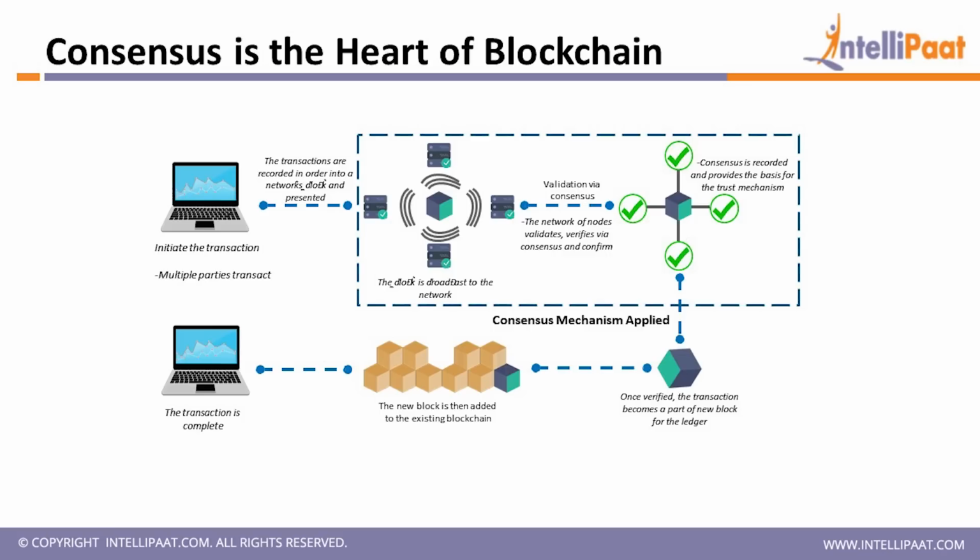From the picture, you can see that in a multi-party transaction, any party can initiate the transaction. The transactions are recorded in a network block and presented. Then the block is broadcast to the network and validated via the consensus mechanism. The network of nodes validates, verifies via consensus and confirms. The consensus is recorded and provides the basis of the trust mechanism. Once verified and published, the transaction becomes part of the new block for the ledger, and the new block is then added to the existing blockchain and the transaction is complete. So this is the whole cycle of doing consensus and writing a new block to the system.